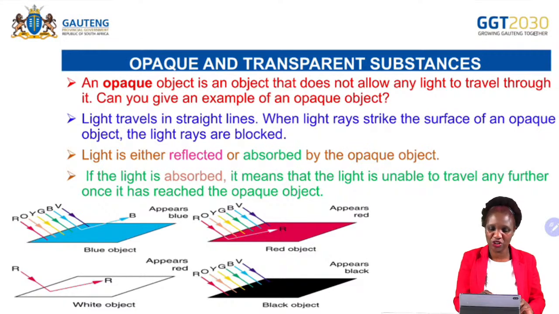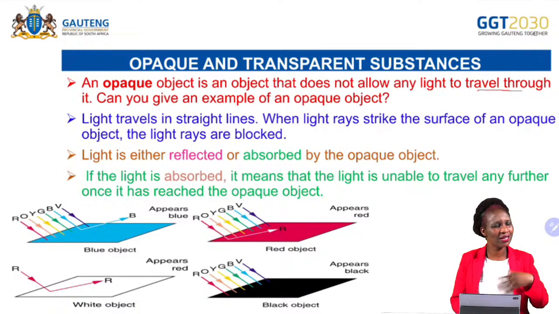An opaque object is an object that does not allow light to travel through it. Can you give an example of an opaque object, grade 8? Think of an example of an opaque object in your classroom.